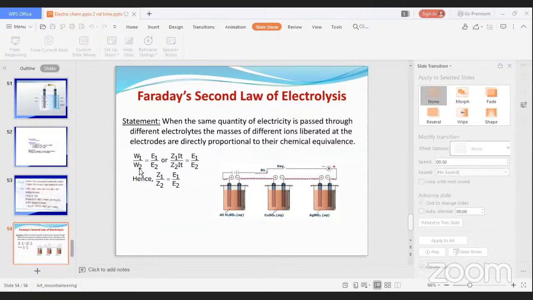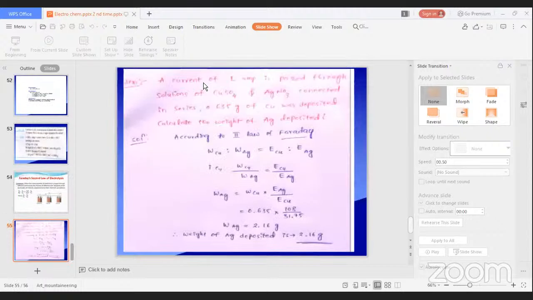What is the mathematical equation for the second law of Faraday? W1 by E1 equals W2 by E2. We can also take W equals ZIT from Faraday's first law. By equating these two, we can calculate the equivalent weight. This is the interrelationship between Z and E.